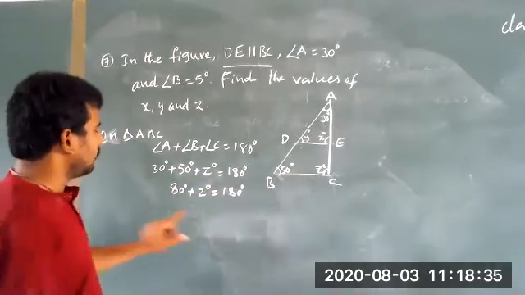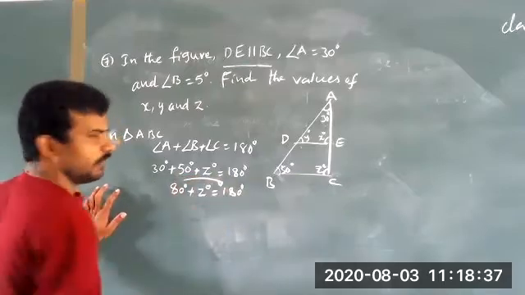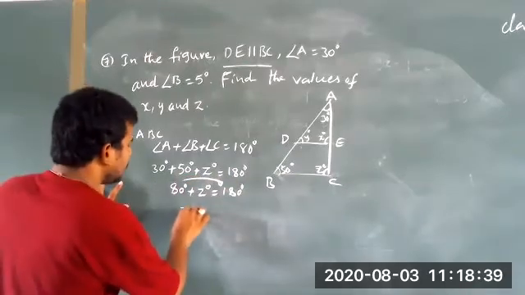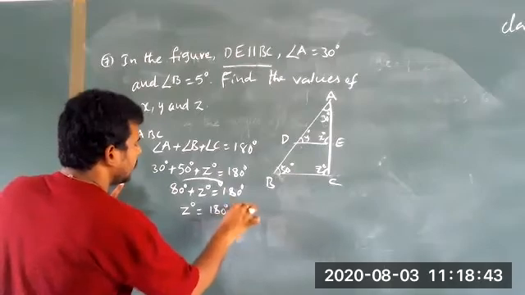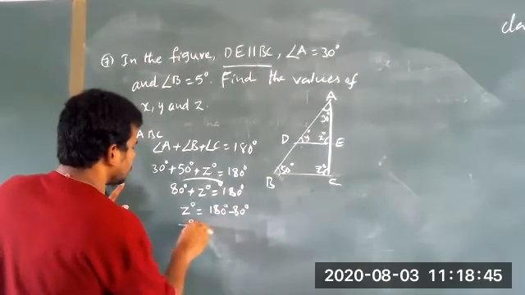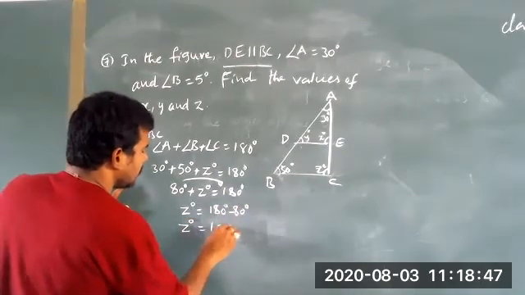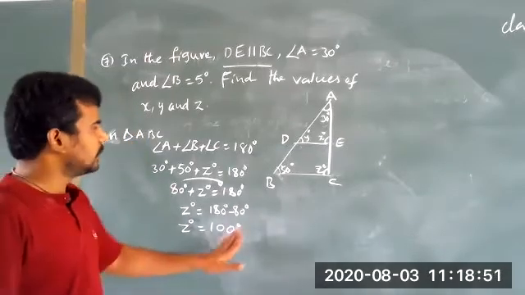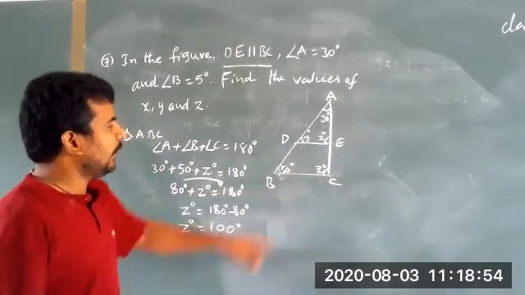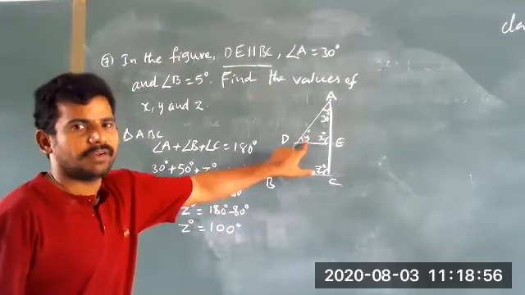Now you find Z. So this 80 is sent to the RHS side. Z degrees equal to 180 degrees minus 80 degrees. So Z degrees equal to 180 minus 80, how much, children? 100 degrees. So Z is equal to 100. This value is 100. Now you can find this value, Y degrees.